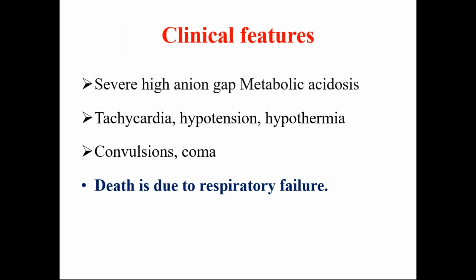These are the other, severe features. There can be high anion gap metabolic acidosis. We are not dealing with what anion gap metabolic acidosis is; you might have learned it in biochemistry. High anion gap metabolic acidosis is one of the main features of methyl alcohol poisoning, and along with it there can be tachycardia, hypotension, and hypothermia. Convulsions and coma can be there, and death is due to respiratory failure, mostly resulting from high anion gap metabolic acidosis.